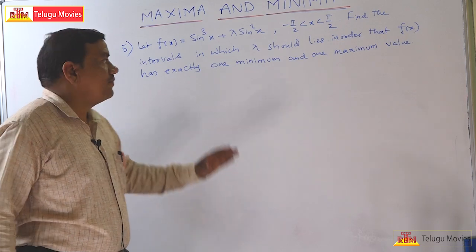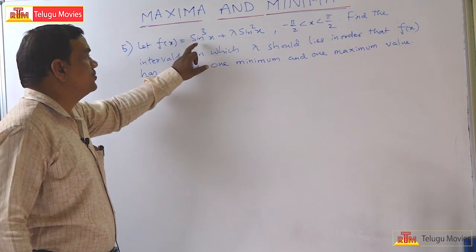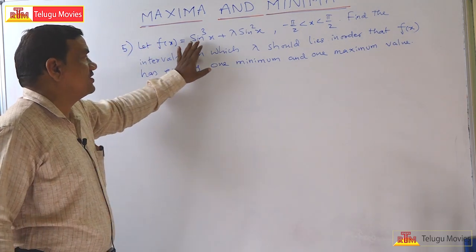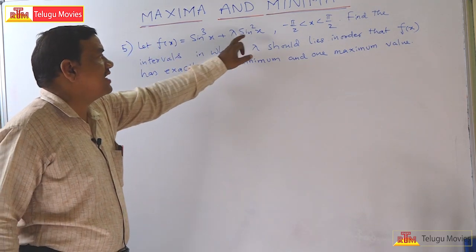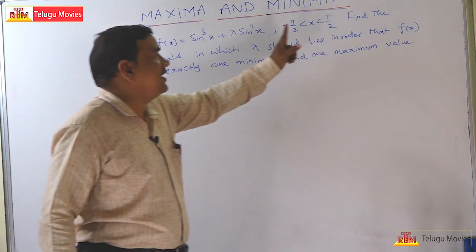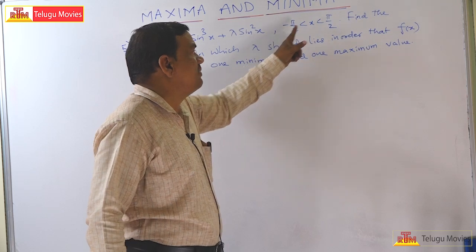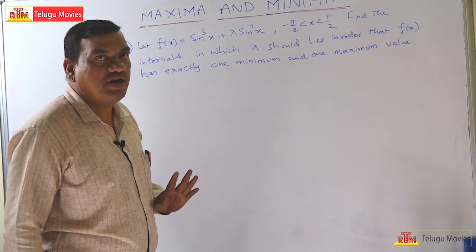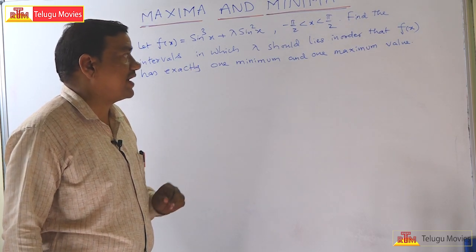Welcome to this problem. Let f of x is equal to sine cube x plus lambda sine square x. Here lambda is there. Okay? And x lies between minus pi by 2 to plus pi by 2. Remember that, x does not take pi by 2 value and minus pi by 2 value. It is an open interval.